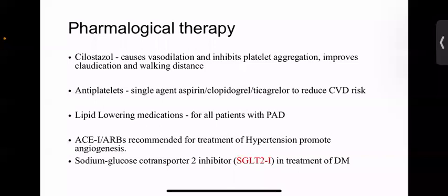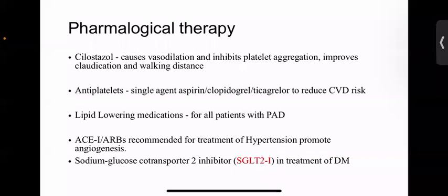We also use antiplatelet therapy, and the general recommendation from standardized research is that we use a single agent antiplatelet like aspirin, clopidogrel, or ticagrelor to reduce the risk of cardiovascular events like a stroke or a myocardial infarction. Then we also give lipid-lowering medications that will reduce your total cholesterol, in the form of statins like simvastatin or atorvastatin. The recommendation is to give moderate to high doses of this medication for all patients who have been diagnosed with peripheral artery disease.